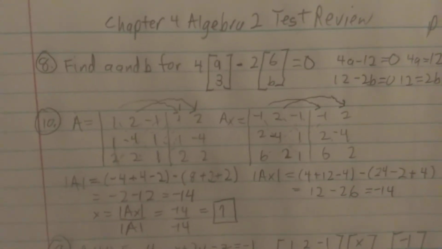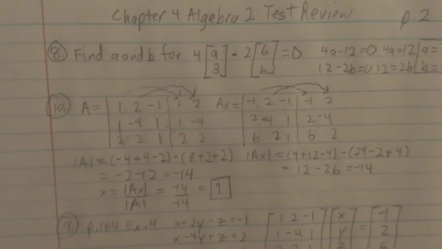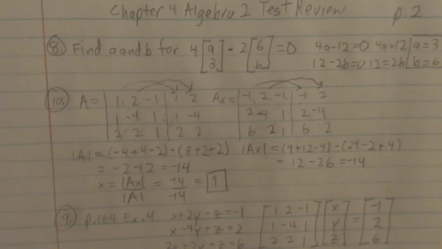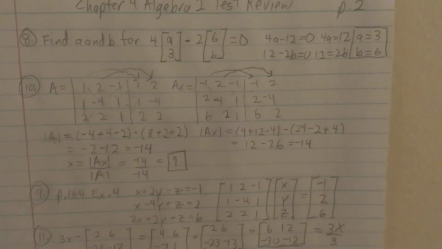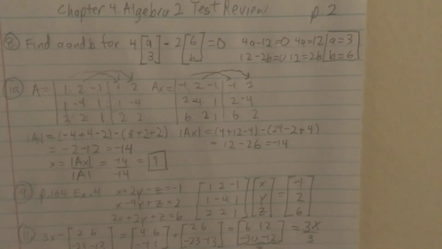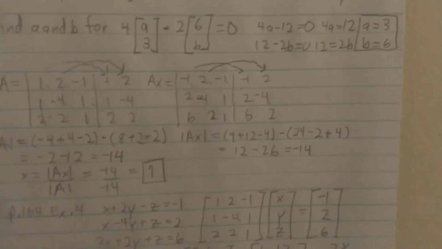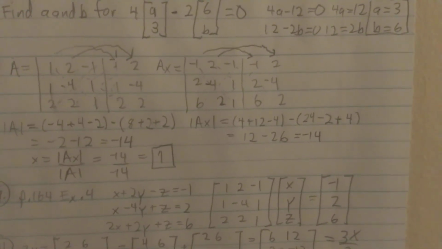Okay, 8 is a real simple one. Find A and B for 4 times the column vector A, 3 minus 2 times the column vector 6, B. So that gives me 4A minus 12 on the top row, which is 4A equals 12 or A equals 3, and 12 minus 2B or 12 equals 2B or B equals 6 for the bottom row.